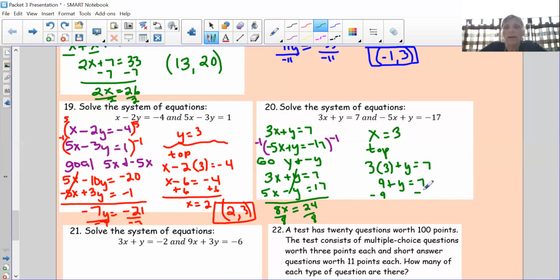We're going to minus 9 on both sides, and y equals opposite subtract, sign of the larger. And so we have our answer. The x value is 3, and the y value is negative 2.